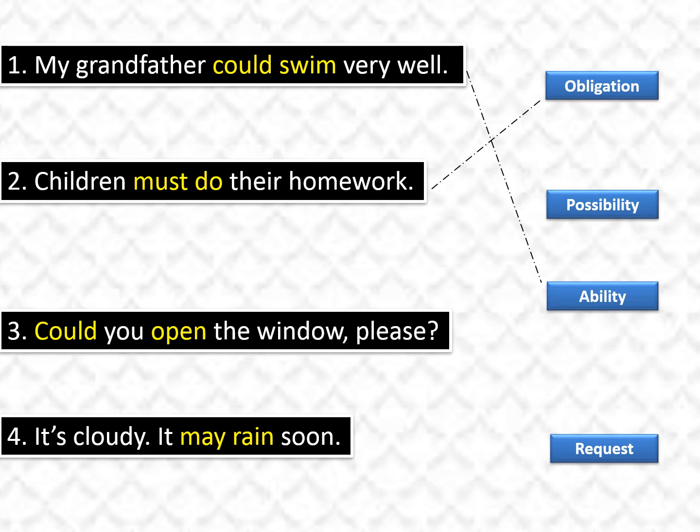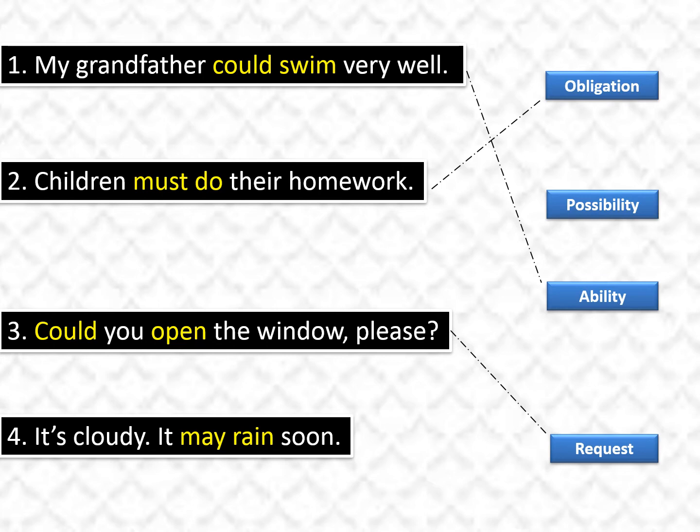So must, we say must or have to. Just must and have to are used to express obligation, but must is kind of an internal obligation and mostly used in the UK, in England. And have to is kind of an external obligation used especially in North America. Now, number three, could you open the window, please? Yes, it's a request. Could you is used to express request.